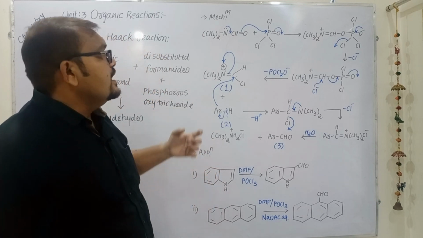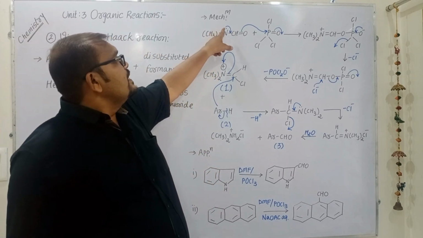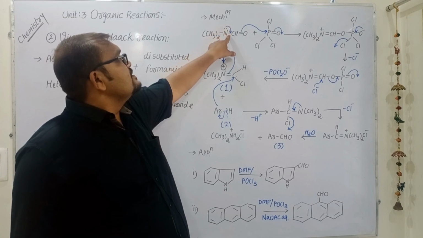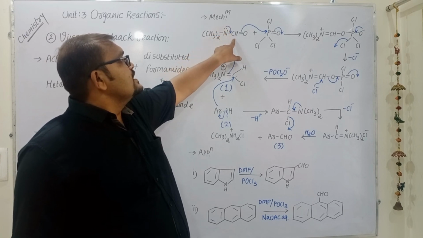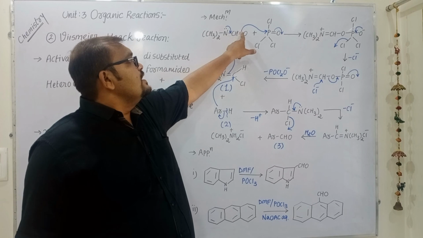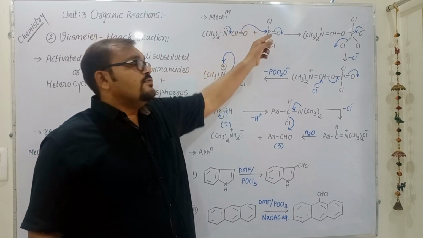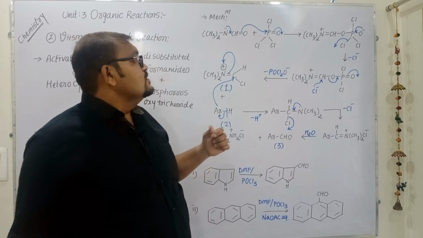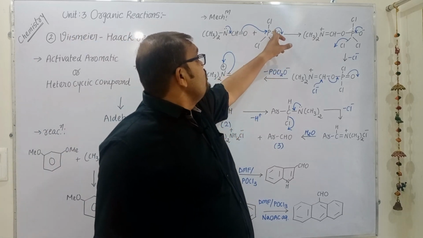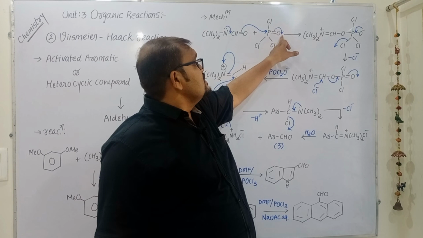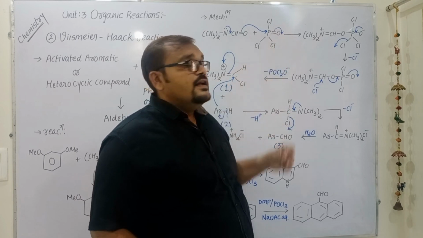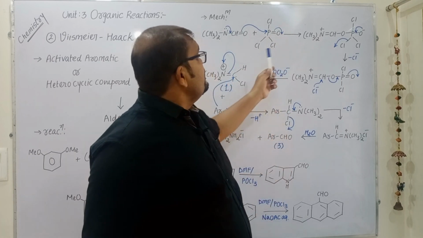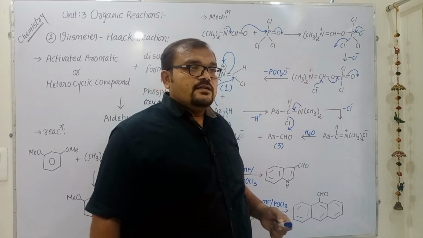This lone pair of electrons is shifted between the nitrogen and carbon. So this pi bonding electron will be taken over by the phosphorus of phosphorus oxychloride. This pi bonding electron will be shifted over the oxygen, and the oxygen will get a negative charge, and we will get this type of intermediate.